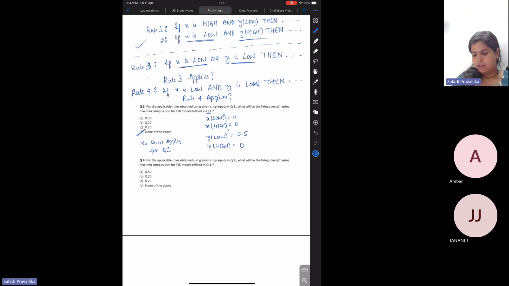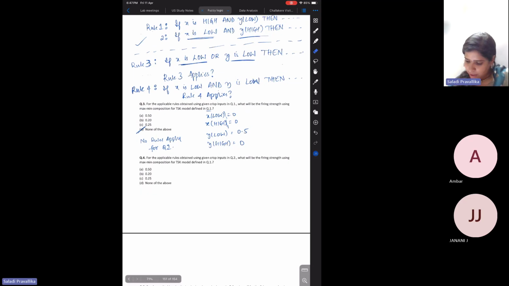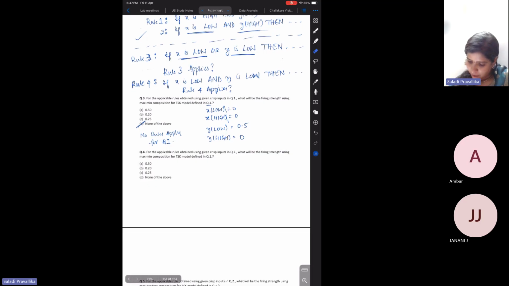Question 1. So always keep this in mind before you find the firing strength. Make sure that the rules do apply. If the rules are not applying, you don't even have to bother finding the membership of firing values. Now, for question 1, let it be.